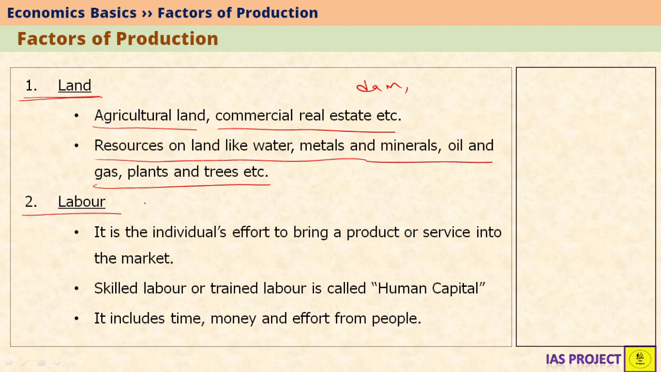The second factor of production is labor. Labor is an individual's effort which is required to bring a product or service into the market. Labor can often be divided into skilled labor and unskilled labor.